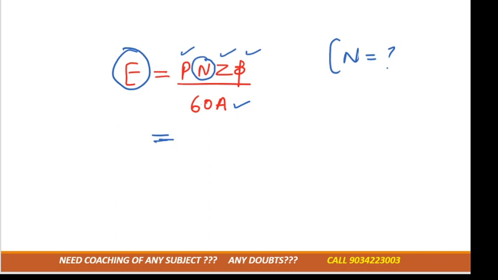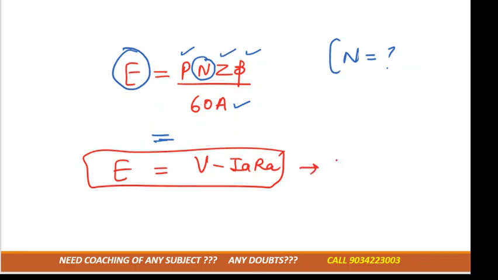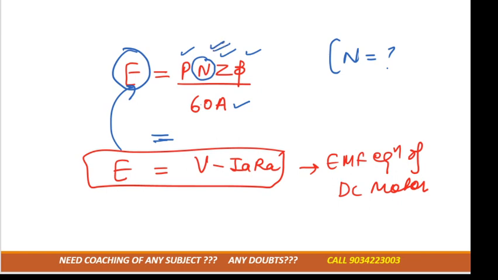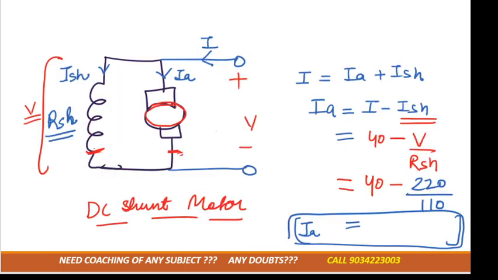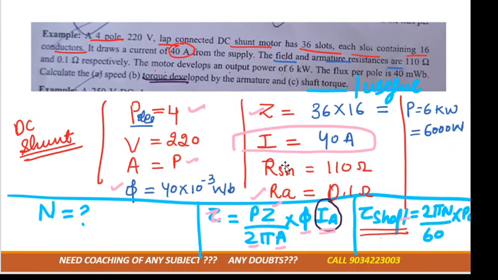But we have a separate formula for E. E is equal to how much? For a motor it is fixed, that is V minus IARA. You can note down this formula. This is the EMF equation for a DC motor. Okay, once we get to know the E value, then we'll get to know the N value, and then we can put it here, right? Then we can put it here, get the N value, and then we'll get the value of torque shaft.